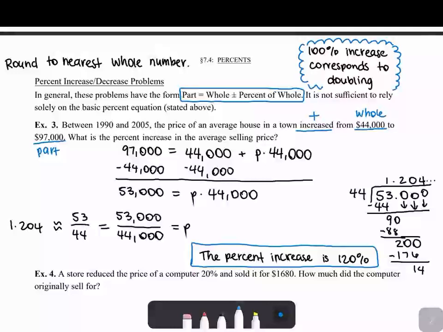So in this example, the percent increase was 120%. And you can see that that's consistent with this because the price more than doubled, right? If the price doubled, then we would have gone from 44,000 to 88,000. But we went more than that. We went all the way up to 97,000. So it more than doubled. And so that's why the percent increase is above 100.